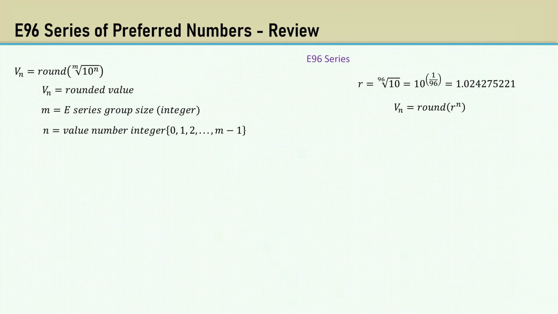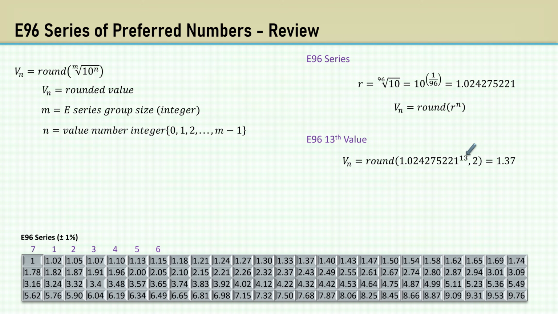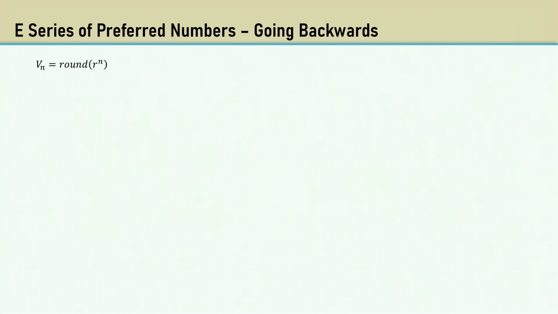For example, to compute the 13th value in the series, raise the common ratio to the power of 13 and round to two trailing digits, which comes out to 1.37. Here it is in the chart as the 13th progression. To make this work, we need to know how many intervals there are between the top divider resistor and the bottom. We will apply that offset and scan all the values and see which one gets us the more accurate answer. We need to solve for n.